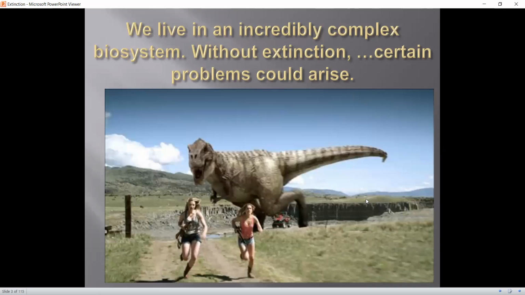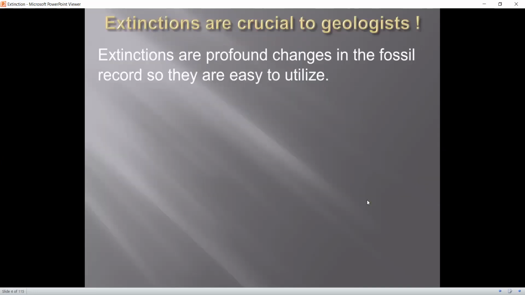If we didn't have extinction, problems could arise. In geology, if we have the first appearance of some species, they start slow. It's really hard to see the first one. You're not going to see the first species.